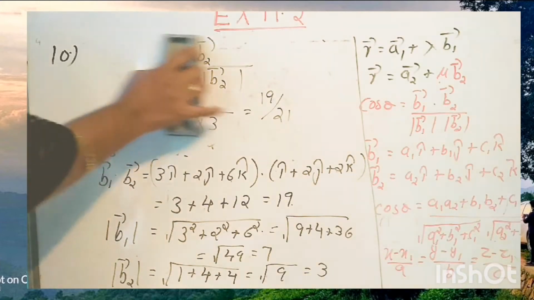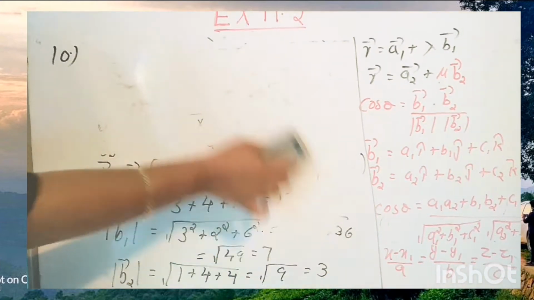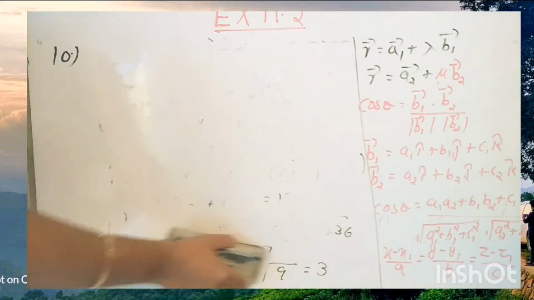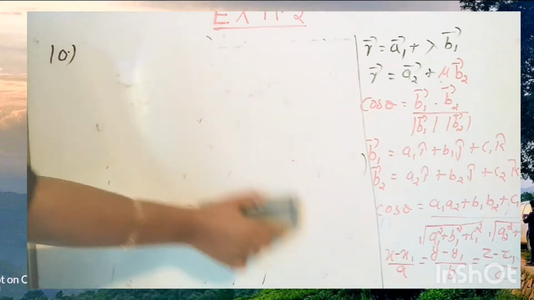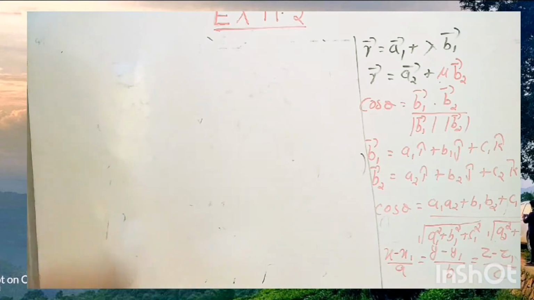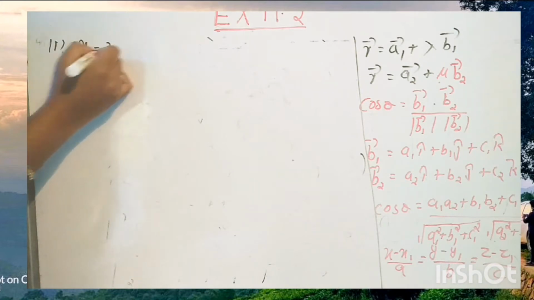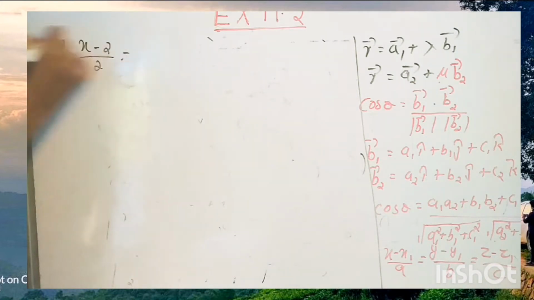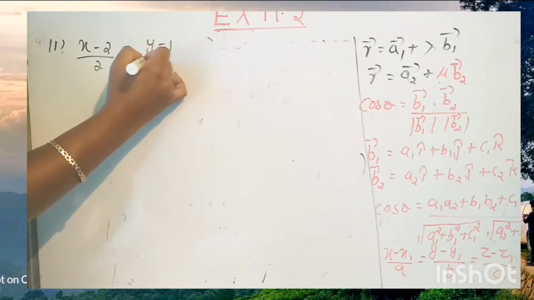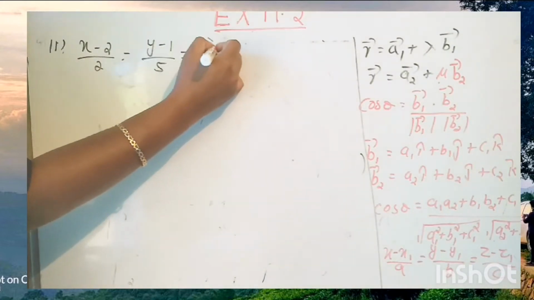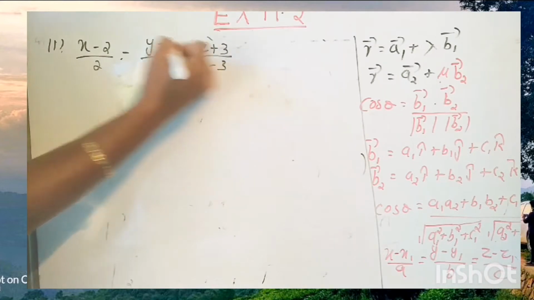The difference between the 10th question and the 11th question: in the 10th question the vector equation of the line is given, and in the 11th question the Cartesian equation of the line is given. So for the 11th question, the given equation is (x minus 2)/2 = (y minus 1)/5 = (z plus 3)/minus 3.